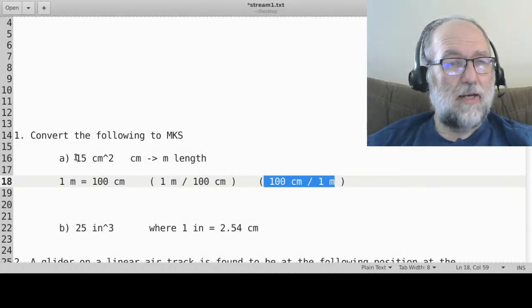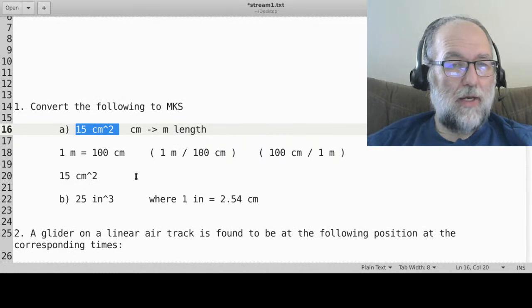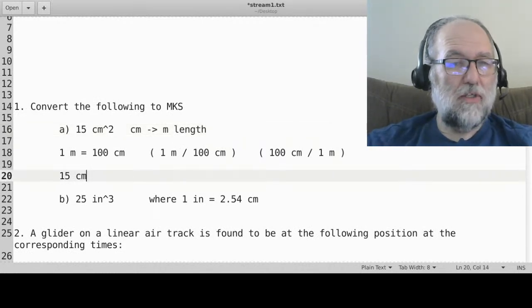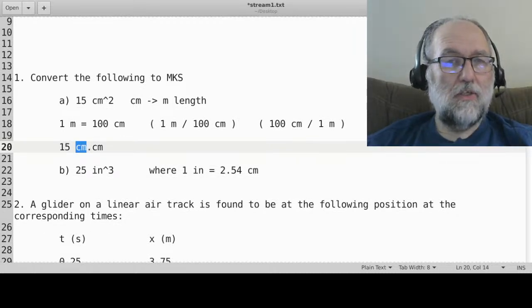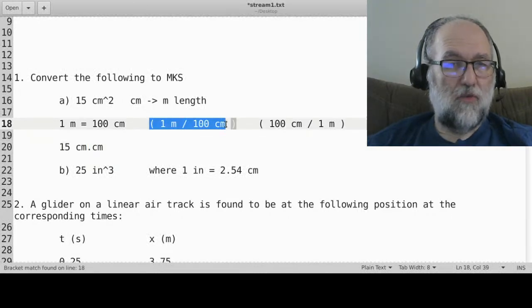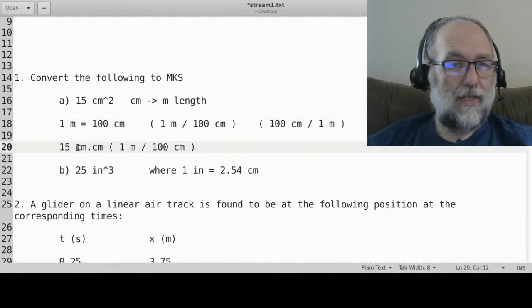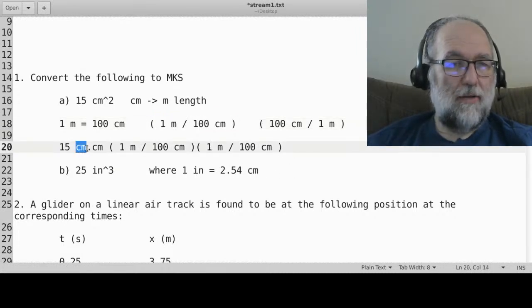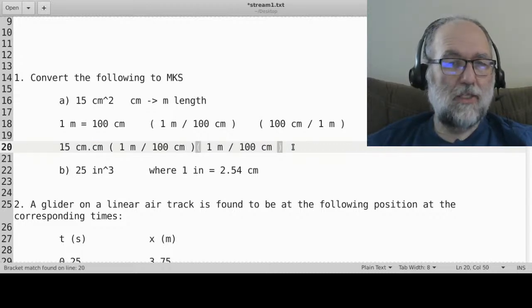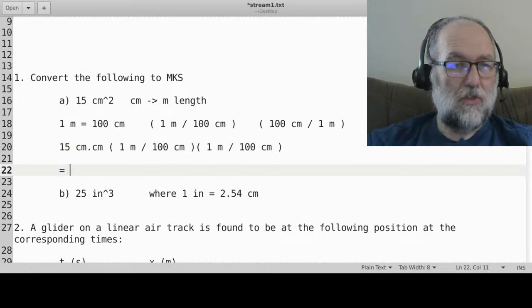Now this is 15 centimeters squared, and that means you actually have 2 centimeters there, centimeter times centimeter. And you have to convert both of them. So how do I convert those 2 centimeters? Well, the first one you can convert using this fraction right here, because that centimeter there will cancel that centimeter there. But you still have a centimeter remaining, so you're going to have to do that twice. So there you go. You've got this centimeter canceling that centimeter, and that centimeter canceling that centimeter, and your answer will come out in meters squared.